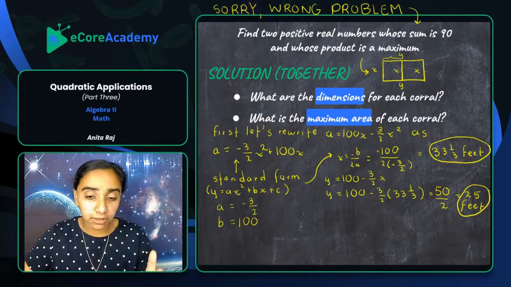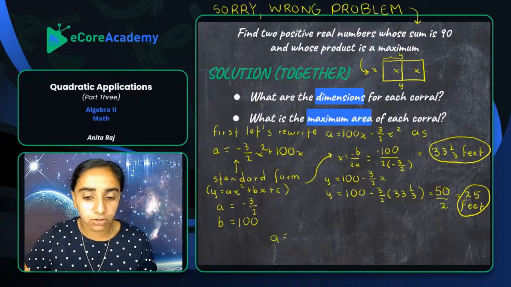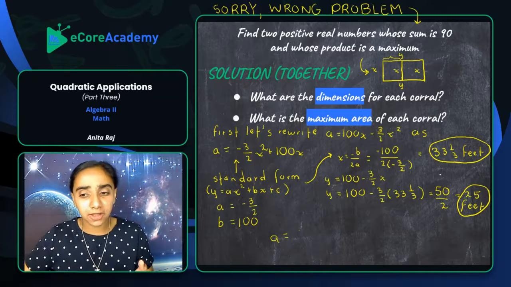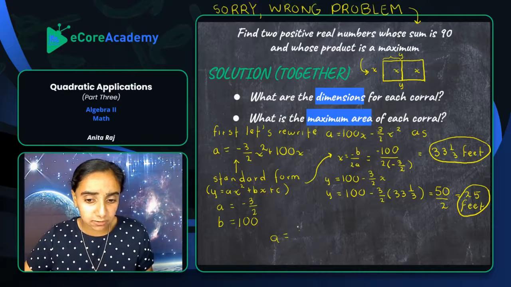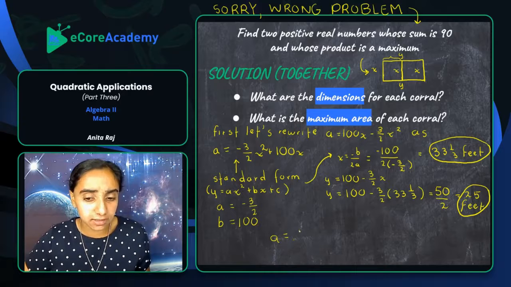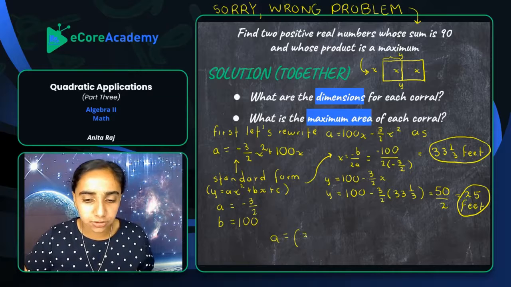But many of you might have realized that the easiest way to find the area of that single corral would be to multiply 33 1/3, which is our width, by 25 feet. That's the easiest way because remember, area is equal to length times width. We know both of these values, so we don't need to plug it into this long, complicated quadratic. So we can just take a shortcut and do area is equal to 33 1/3 times 25.